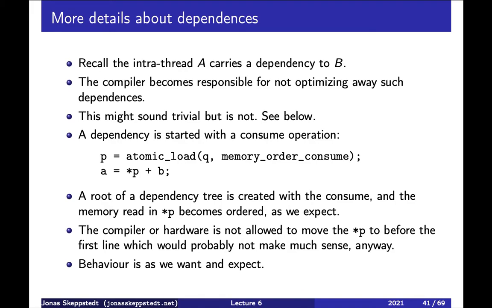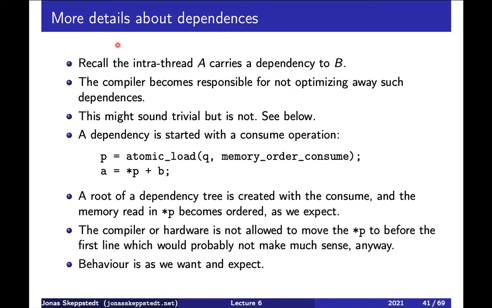We will now look at the memory order consume and how that affects optimizing compilers. And we will see that they have to do significant analysis before doing any optimization, which otherwise can lead to weird code. Wrong code, actually. So we have this: A carries a dependency to B, and the compiler is responsible for not optimizing away such dependencies. And if there is no dependence, it can reorder code.